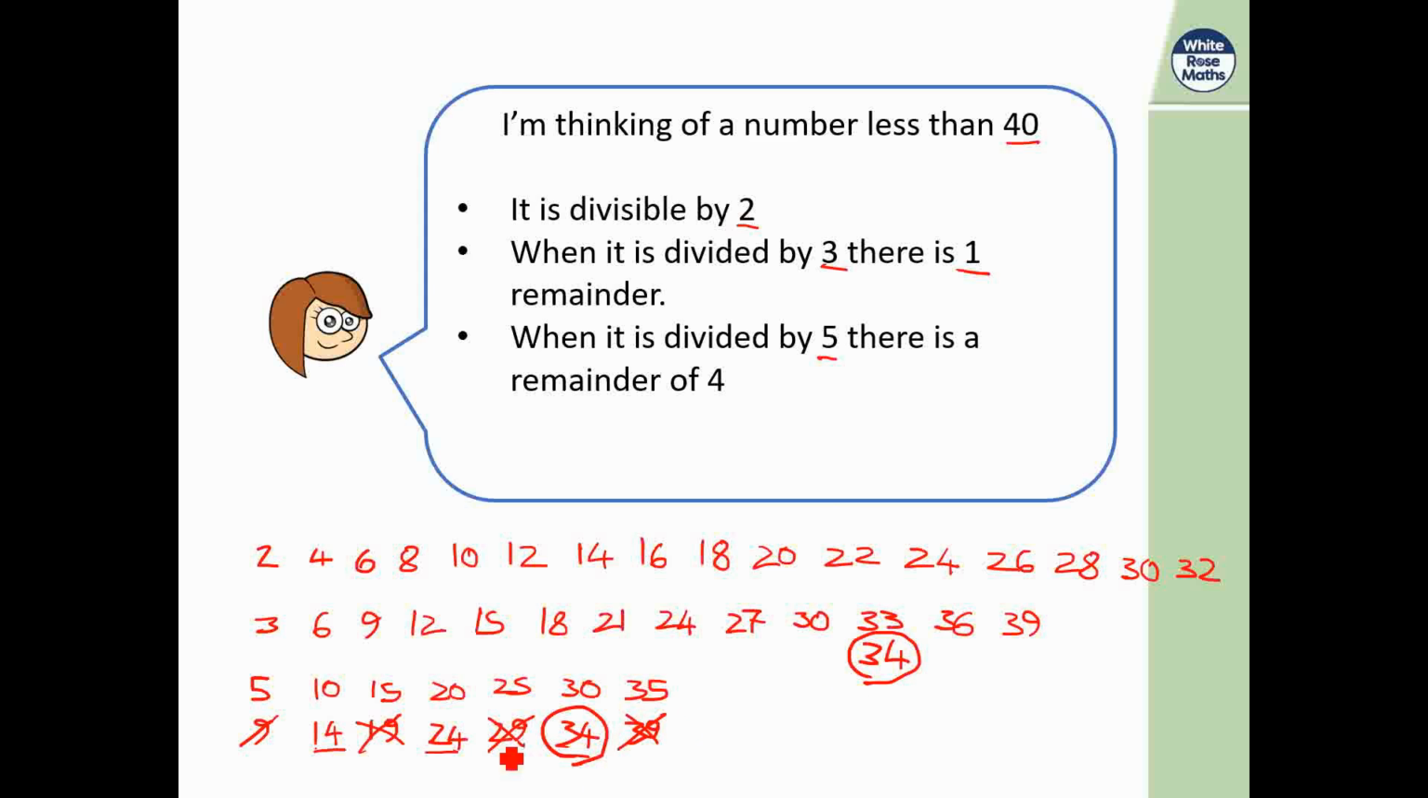Okay, that's good. 24 we can't do, because if we add 1 to 24, it would be 25. 14 we can't do, because if we add 1 to 12, it will be 13. So we've got 34, 34, and we would have had 34 here if we kept on going with the 2 times table. So our answer is 34. We had to add the remainder to the 5 times table, which was plus 4, and then add the remainder for the 3 times table, which is plus 1, which gave us our answer. So she's thinking of the number 34.